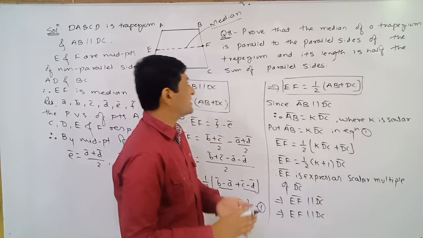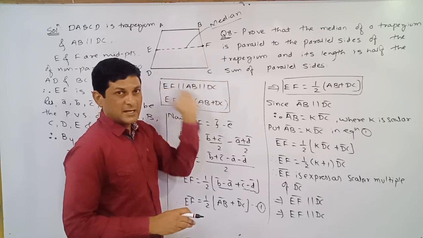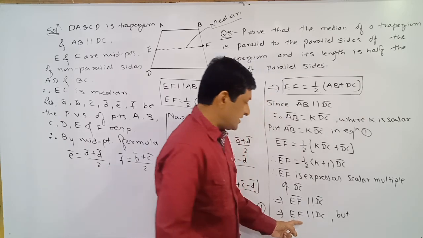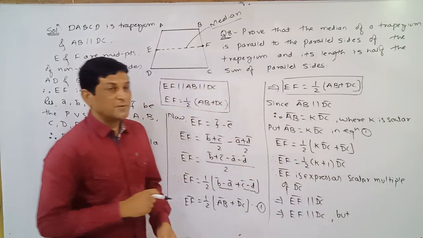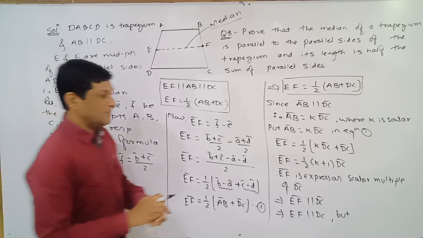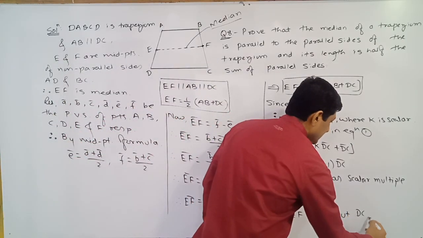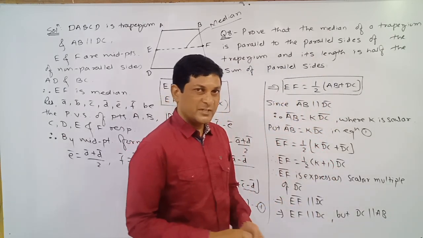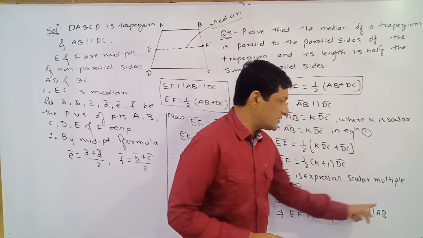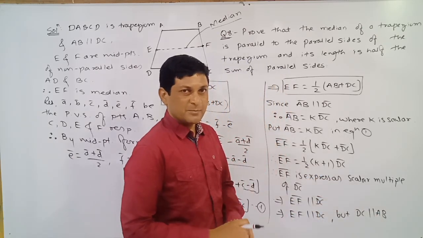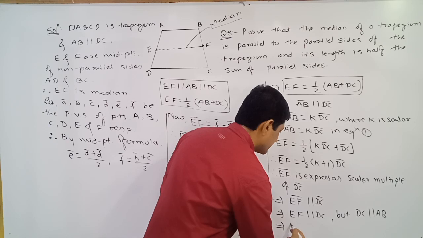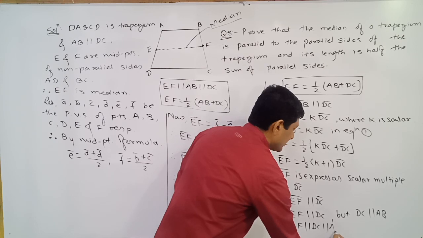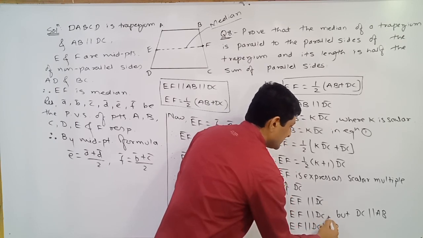If vectors are parallel, means definitely these segments are also parallel. Now we have proved that EF is parallel to DC. But according to the given condition, DC is parallel to what? AB. DC is parallel to AB. This is the given condition. Now what is our conclusion observing this result? AB is parallel to DC, and DC is parallel to AB, means we can say that these three segments are parallel to each other. So this implies that EF is parallel to DC and is parallel to AB. And this is the result which we have to prove.